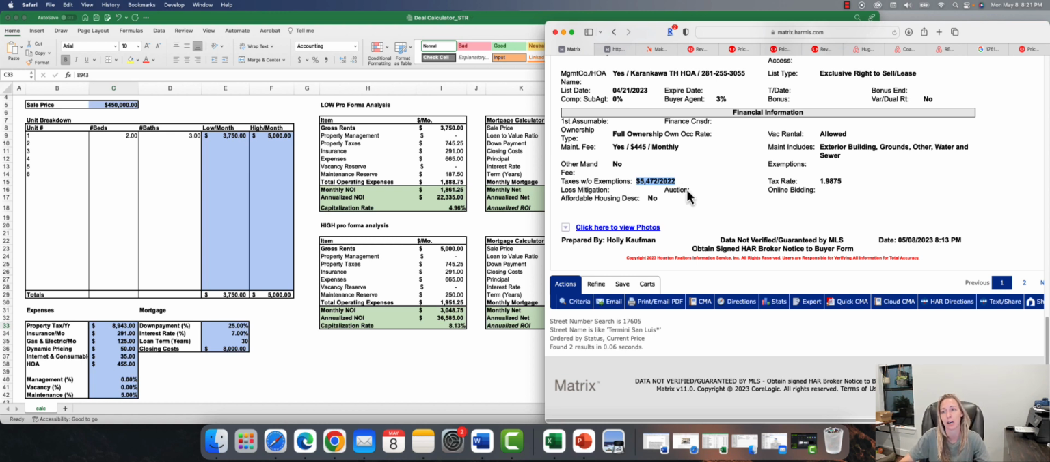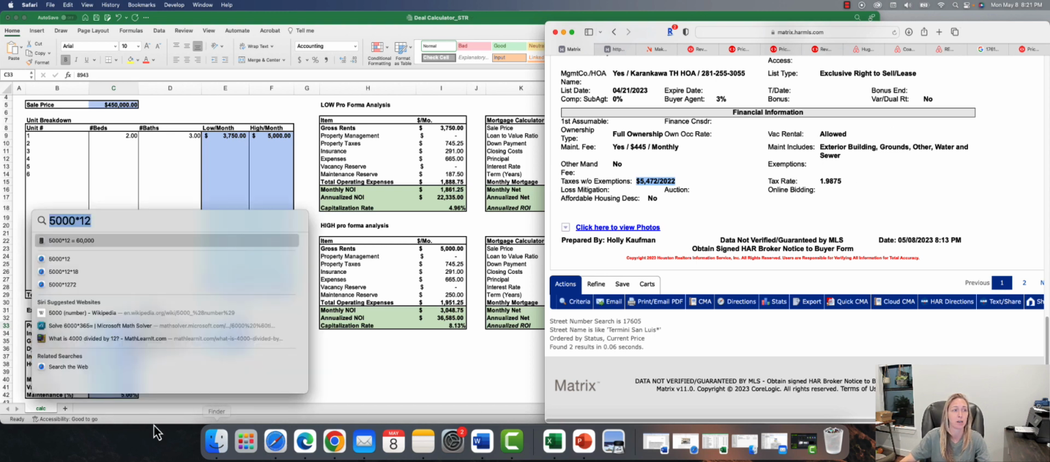So every time I run a property, I actually run it on the tax rate and not what the taxes were last year, because Galveston CAD is going to come back and they're going to go, hey, I see that you bought it for $450,000. We had it listed for $350,000. And so your tax bill just increased to the $450,000 value. So really quickly, I'll run that number just so you know how I got it.